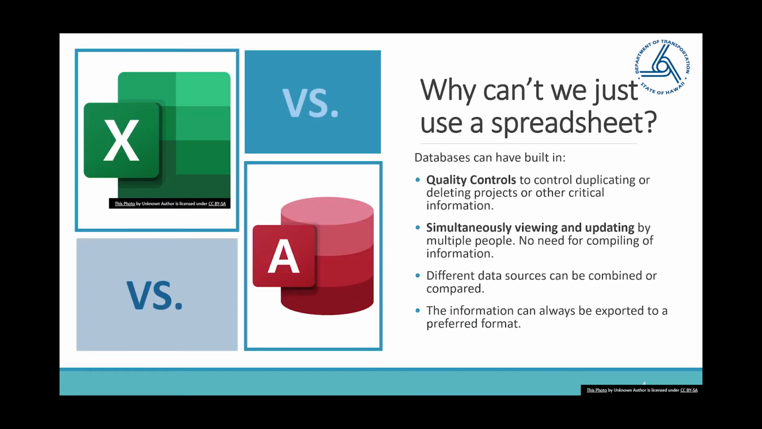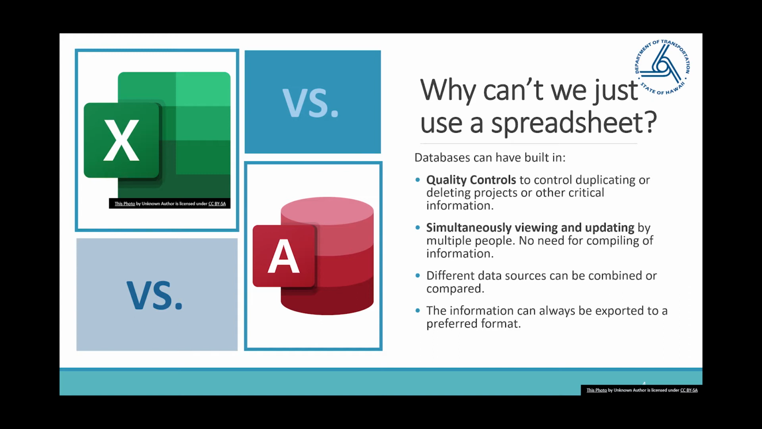And why can't we just use a spreadsheet like Excel? The difference between Excel and PSS is PSS is created in what is called Access. This is a database-centric Microsoft tool that allows you to do many more powerful things than Excel allows. Databases have more quality control, so you can control whether things are being duplicated or deleted, or restrict things from being deleted, such as critical information.